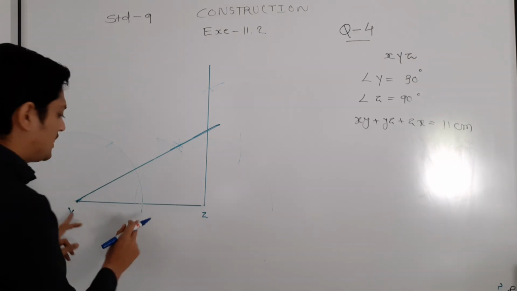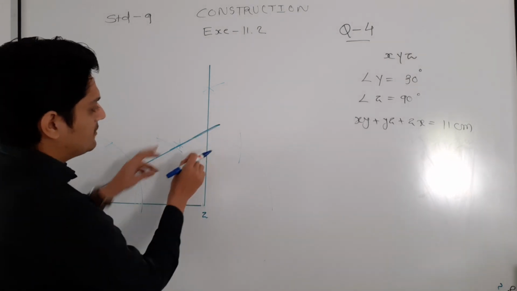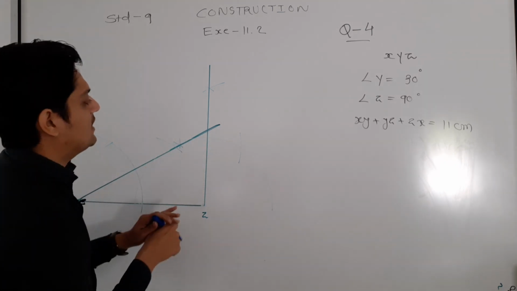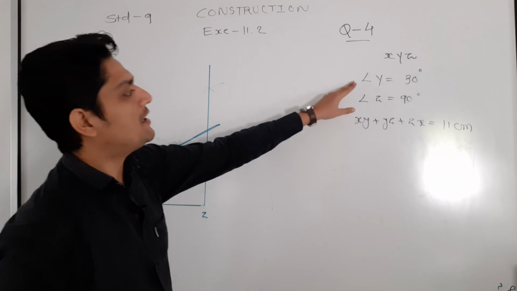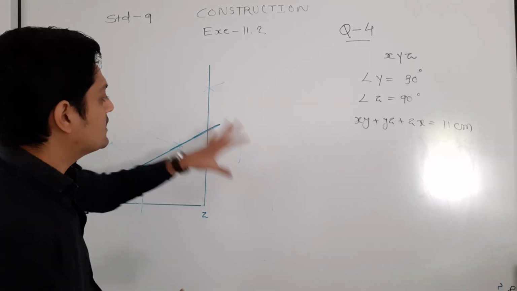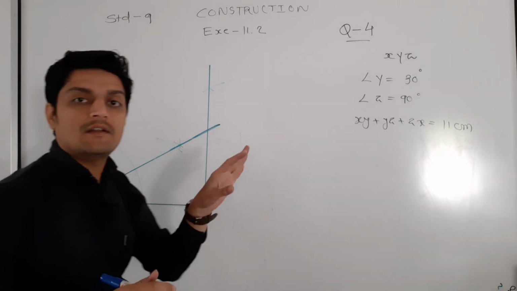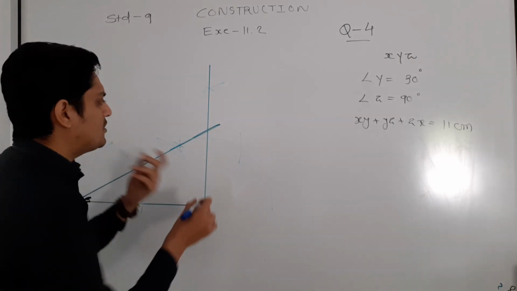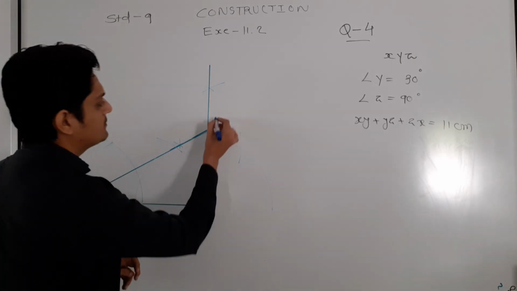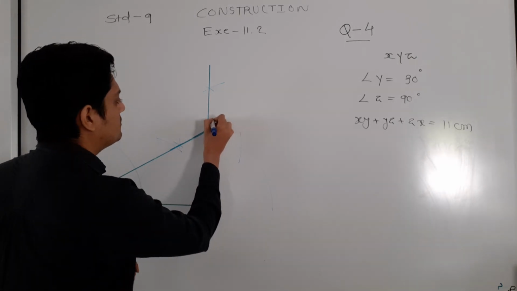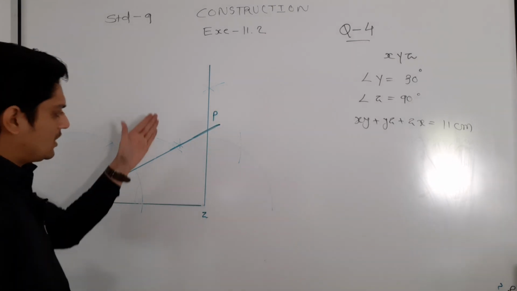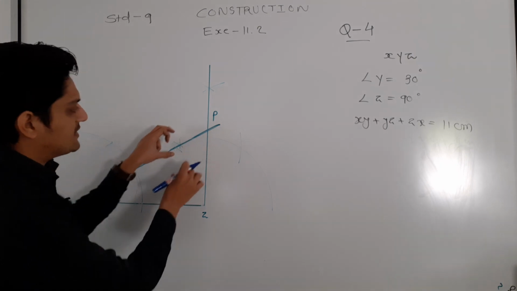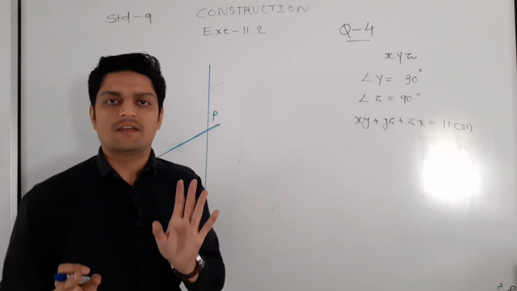But this is not the XYZ triangle. Don't call it XYZ, because in the question it is given Z 90, Y 30, and XYZ you have to get. So this is not your required triangle. Any other name you can give, for example, let it be called P. And if you do not join all the sides, then also it is okay.